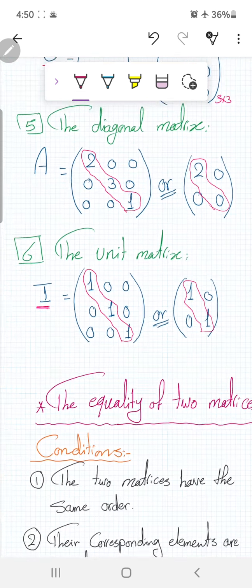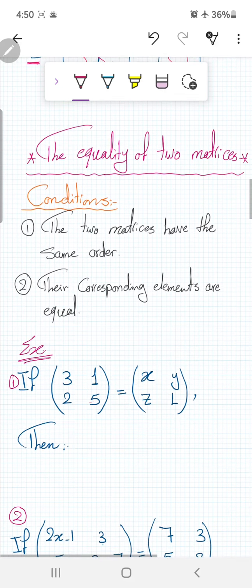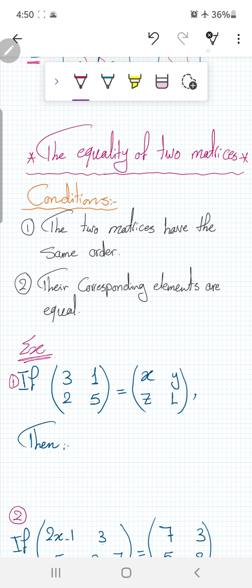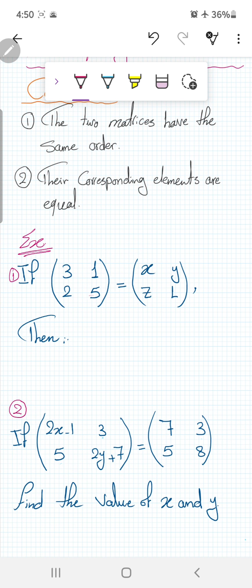Okay, another title, the equality of two matrices. Two matrices are said to be equal if and only if we have two conditions: the two matrices have the same order and their corresponding elements are equal. For example, here we have this matrix, the order of this matrix is 2 times 2, and here also 2 times 2. And their corresponding elements are equal.